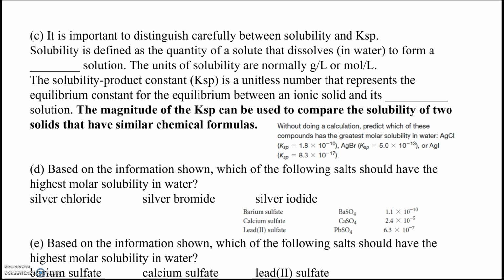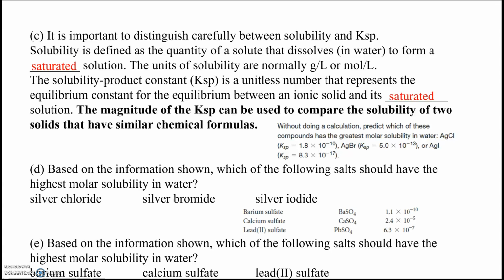All right, it's important to distinguish between these words, solubility and KSP. Solubility is defined as the quantity of solute that dissolves in water to form a saturated solution, and these units are normally grams per liter or perhaps moles per liter if we want to work in molarity. The solubility product constant is a unitless number that represents the equilibrium constant for the equilibrium between the ionic solid and its saturated solution. And the magnitude of KSP can be used to compare two solids that have similar chemical formulas in terms of their solubilities.